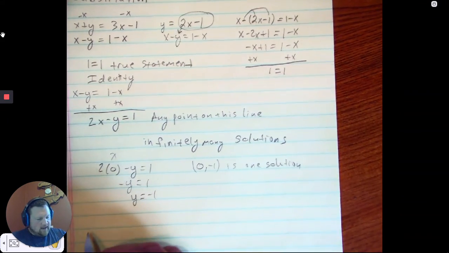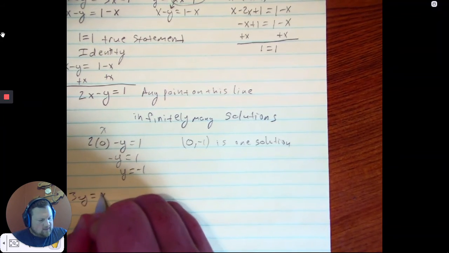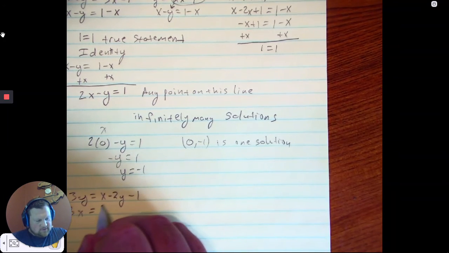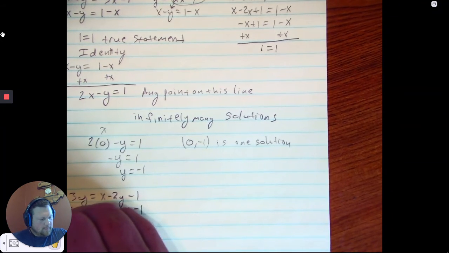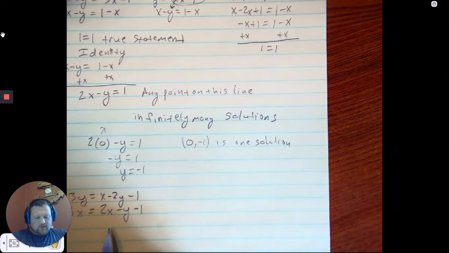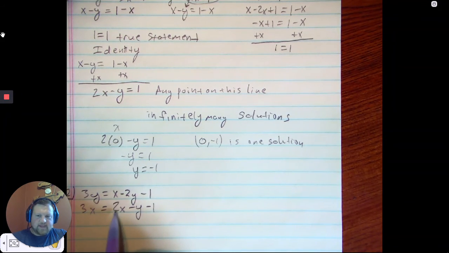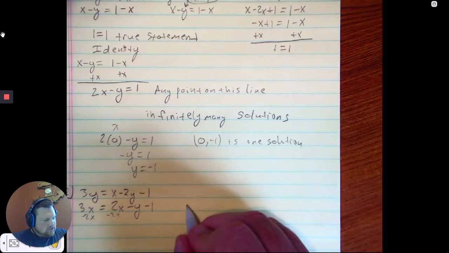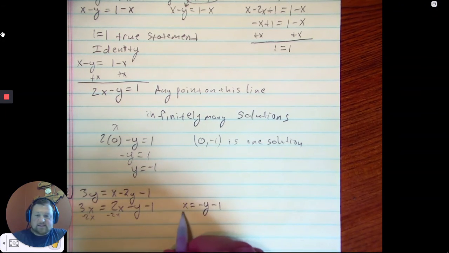So then let's look at another one that isn't going to be a special circumstance. If I have 3y equals x minus 2y minus 1, and then 3x equals 2x minus y minus 1. Again, I'm looking for which one of these allows me to easily and quickly isolate a variable. Well, I have 3x here, and I have this 2x here. So if I subtract 2x from both sides, this gives me just x equals negative y minus 1. So I've already isolated this x.